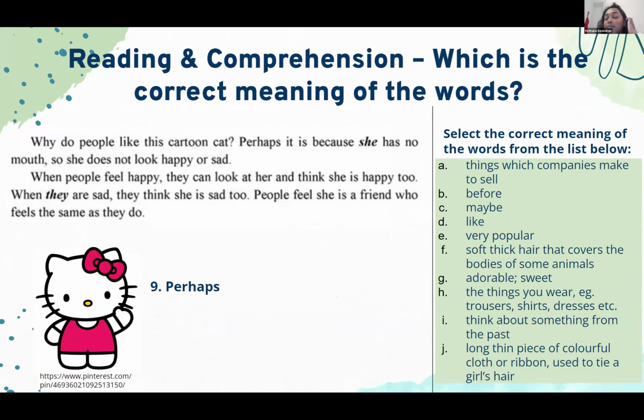Next, what about perhaps? What does perhaps mean? Like? No, do you want to try again? Maybe. Very good. Okay, it means maybe. What about number 10? The same as. Like. Yes, very good. Okay? Like? Yes, correct.